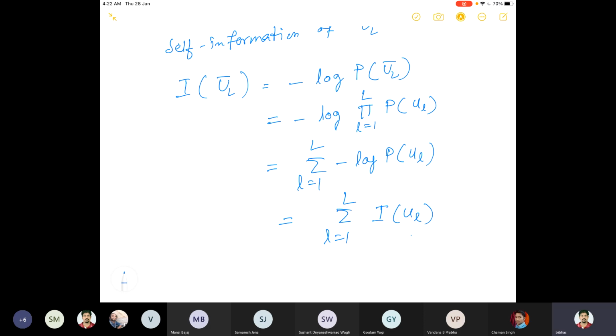We also know that U1, U2, ..., U_L are statistically independent. So this self-information of U_L bar, this quantity, is the sum of L number of identically distributed independent random variables. This is what it is.